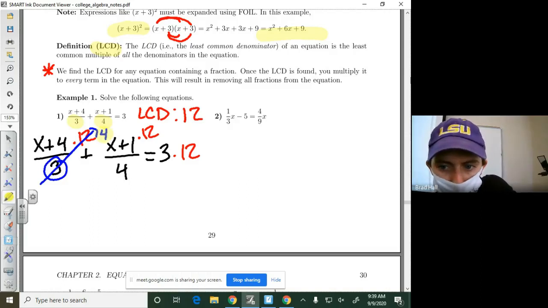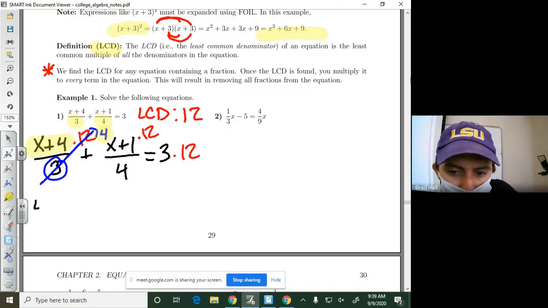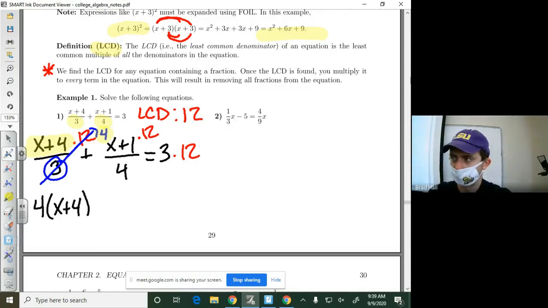So I see a 4, I see an x plus 4. That's what's left over, at least for that first fraction. So I see a 4, and x plus 4. I'm keeping the numerator in parentheses because that is one concrete thing. The numerator is one concrete expression. And that takes care of the first fraction.